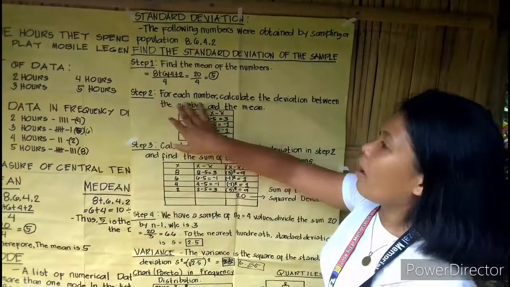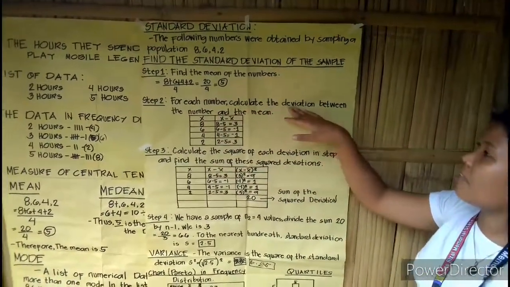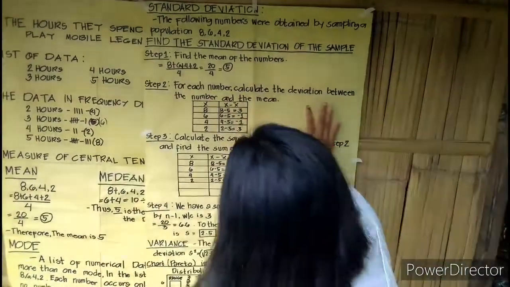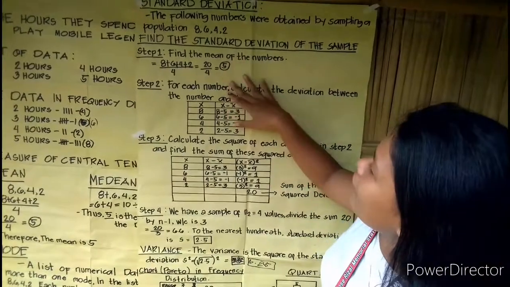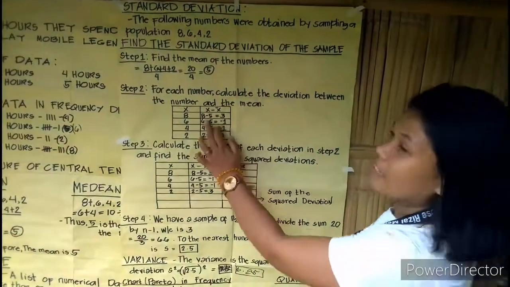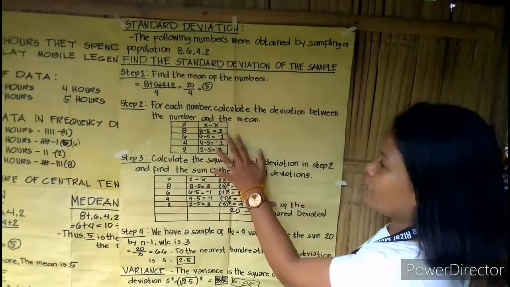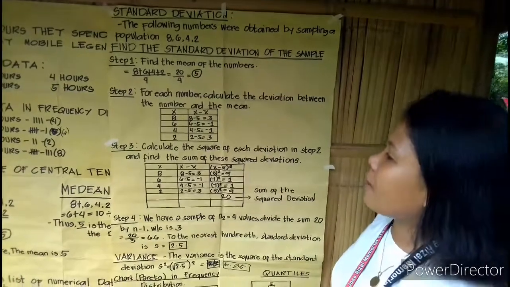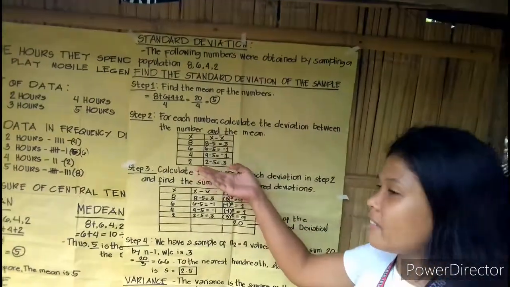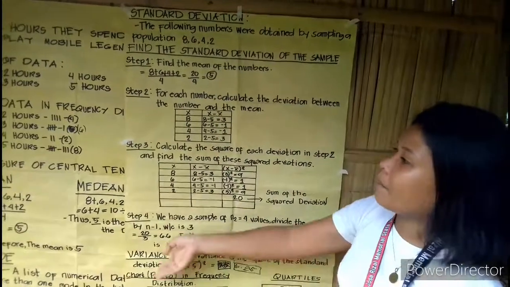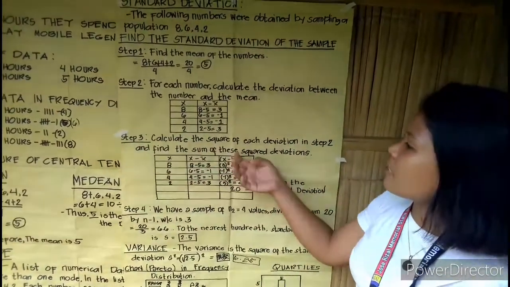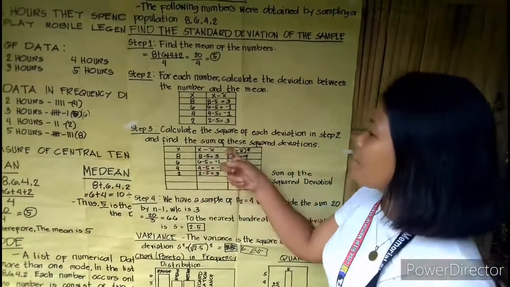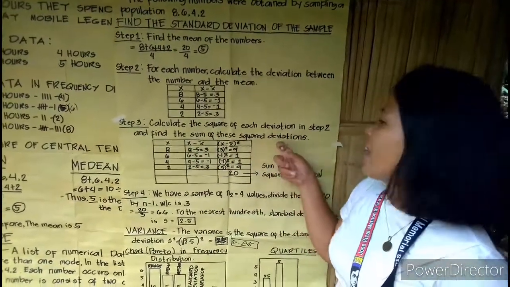Step 2. For each number, calculate the deviation between the number and the mean. We need to use 5 since this is our mean. 8 minus 5 is equal to 3. 6 minus 5 is equal to negative 1. 4 minus 5 is equal to negative 1. And 2 minus 5 is equal to negative 3. Step 3. Calculate the square of each deviation and find the sum of these squared deviations.